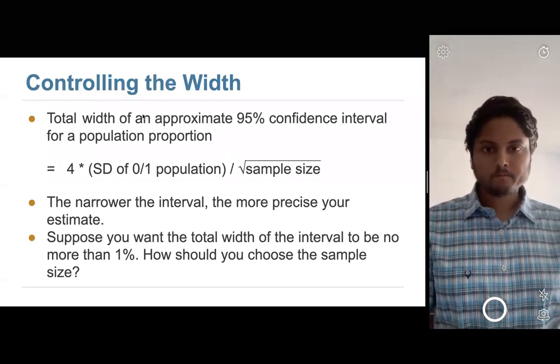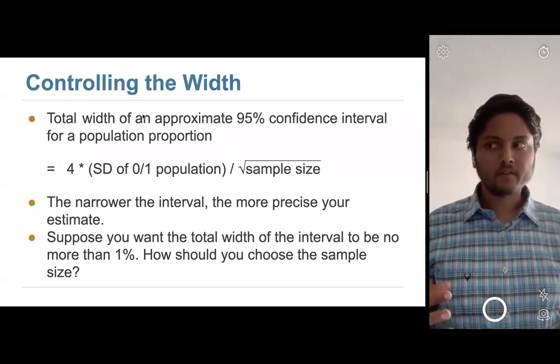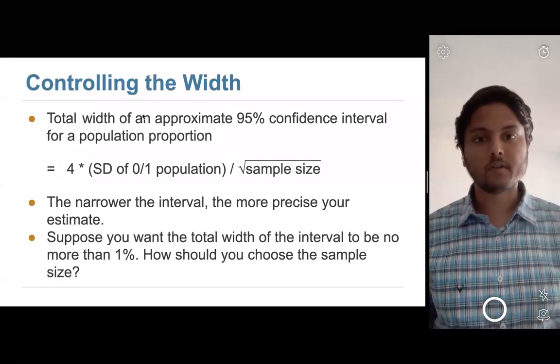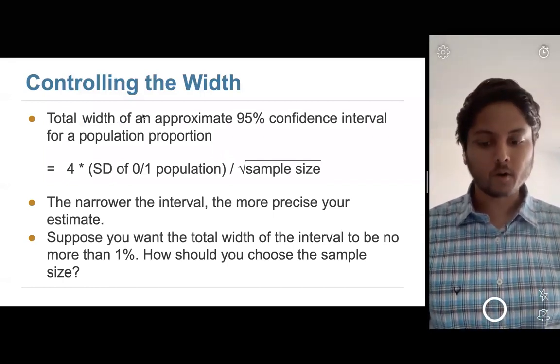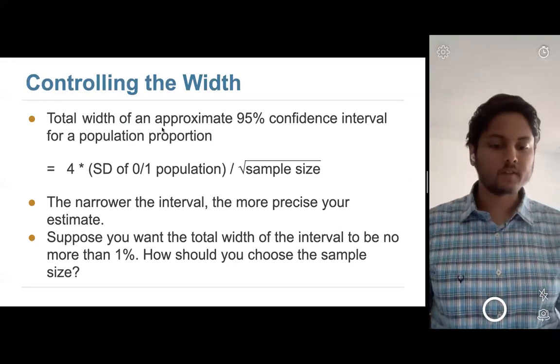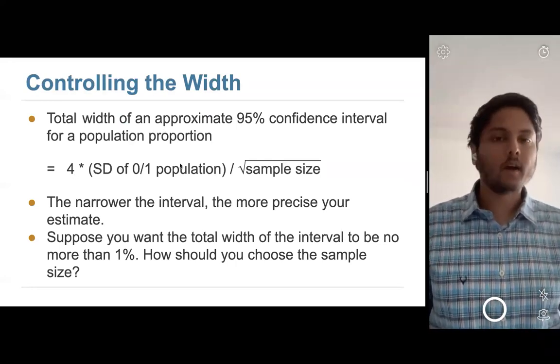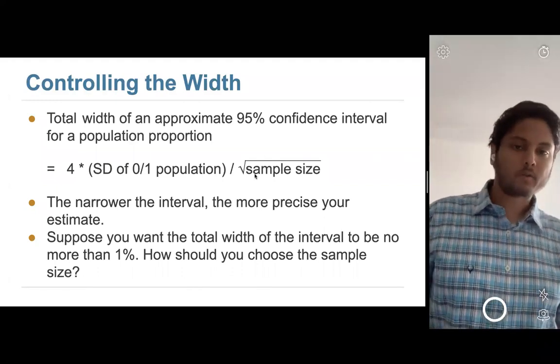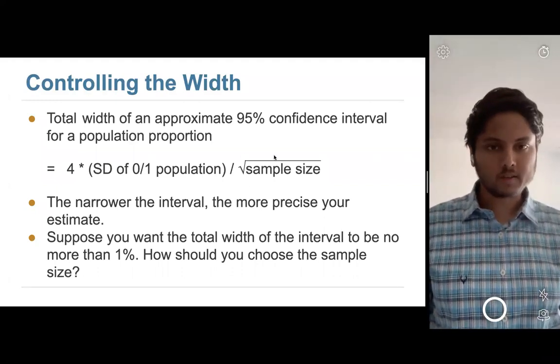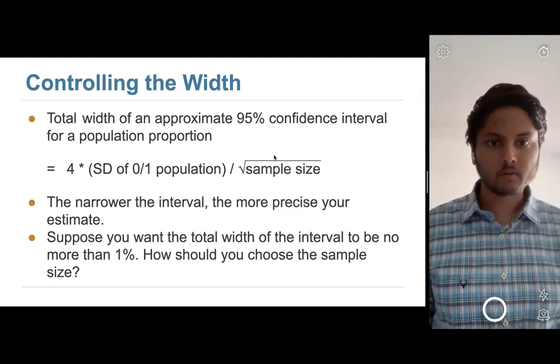So again, if you wanted to know the width of a confidence interval in the context of sample proportions, we would calculate it the same way. The total width of, let's say, a 95% confidence interval is going to be 4 times the standard deviation of your population divided by the square root of the sample size. This formula is exactly the same as what we went over a few slides ago.